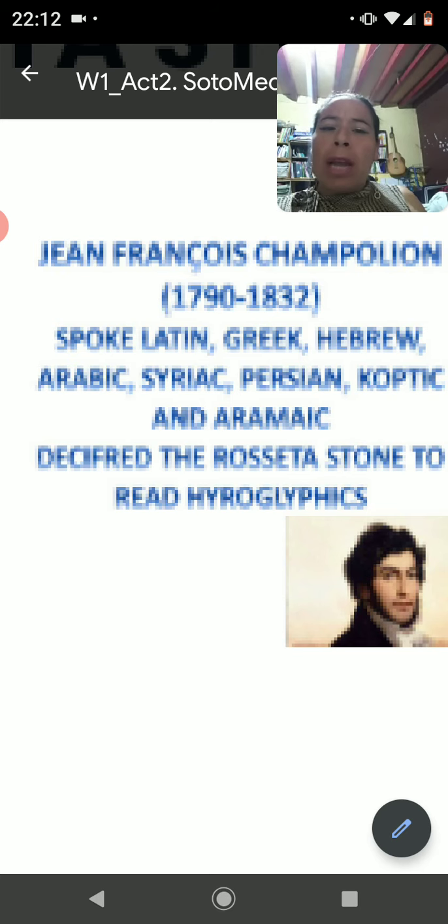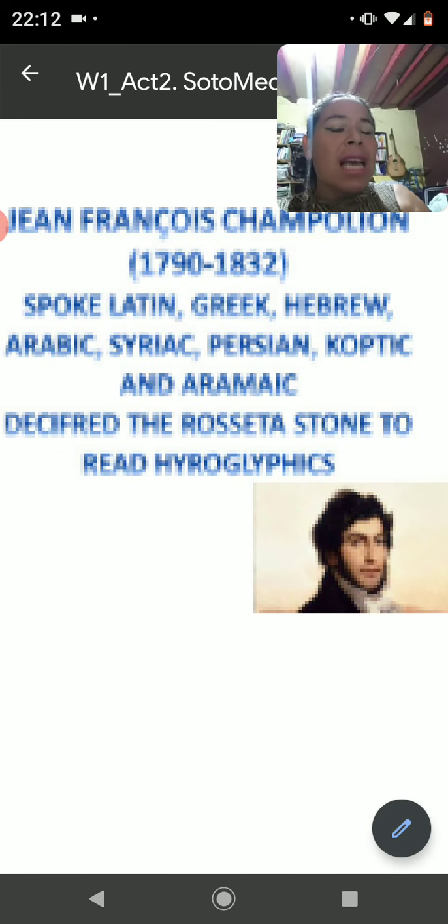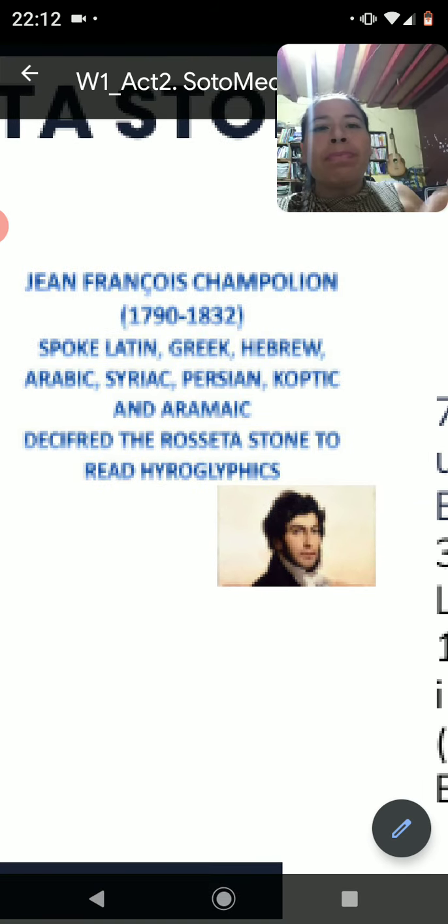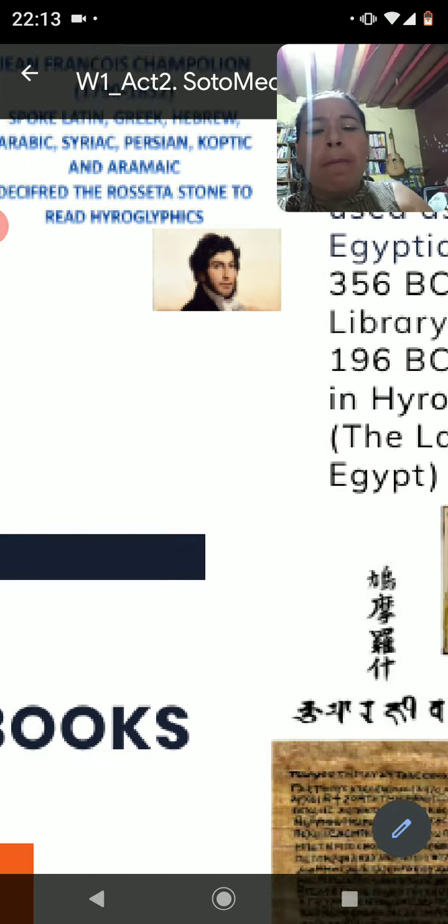He spoke Latin, Greek, Hebrew, Arabic, and he learned Syriac, Persian, Coptic, and Aramaic. And he was so smart that he helped decipher this. Thanks to him, the people who studied Egypt were able, well, he was considered an Egyptologist because he helped decipher the hieroglyphics thanks to this Rosetta Stone. If he hadn't done that, we wouldn't be able to know what we nowadays know about Egypt.